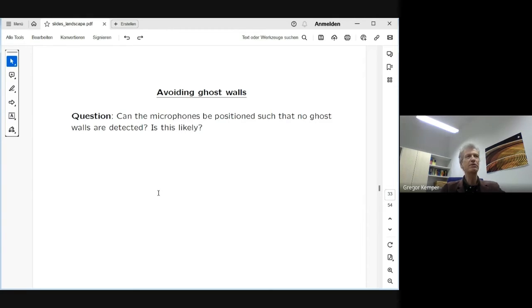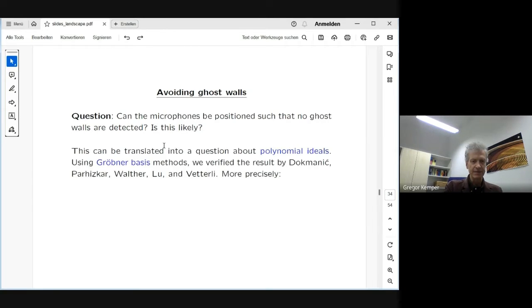So very much in the spirit of reconstructibility, we also achieved a result that most point configurations are reconstructible. Here the question is also, can the microphones at least be positioned in such a way that no ghost walls are detected? And this is also what the former paper I told you about says, that with probability 1, all the walls can be correctly detected.